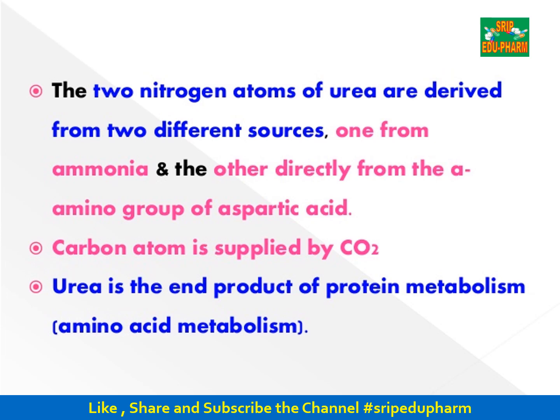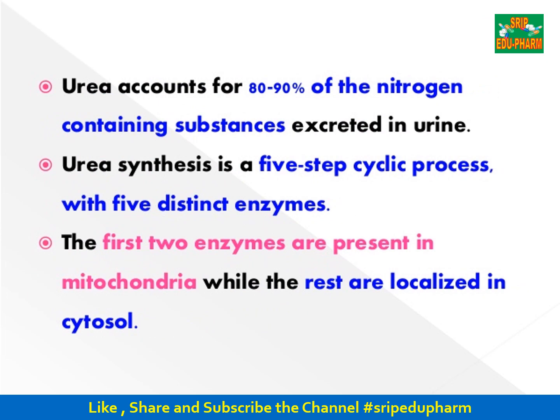Okay, next, urea is the end product of protein metabolism, you can say amino acid metabolism. About 80 to 90% of nitrogen containing substances are excreted in urine. Next point, urea synthesis is a cyclic process with 5 distinct enzymes involved. Then the first two enzymes are present in mitochondria, and the rest in cytosol.